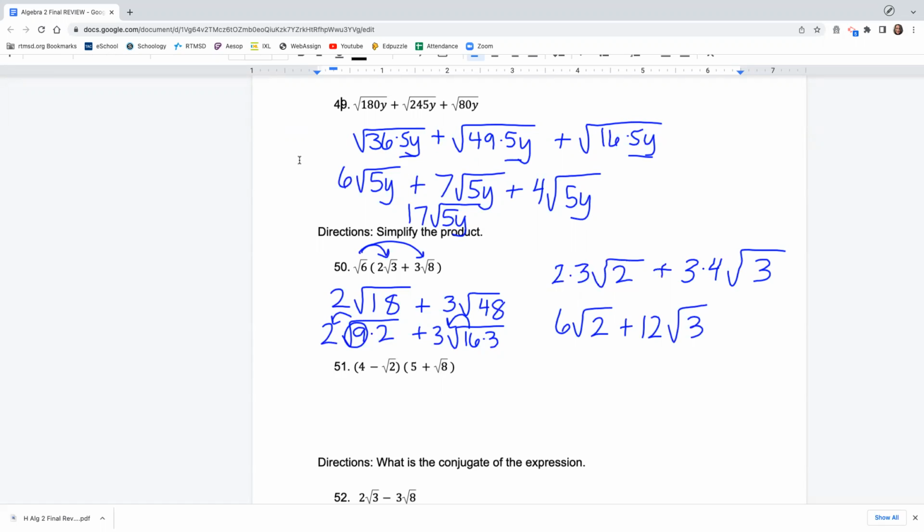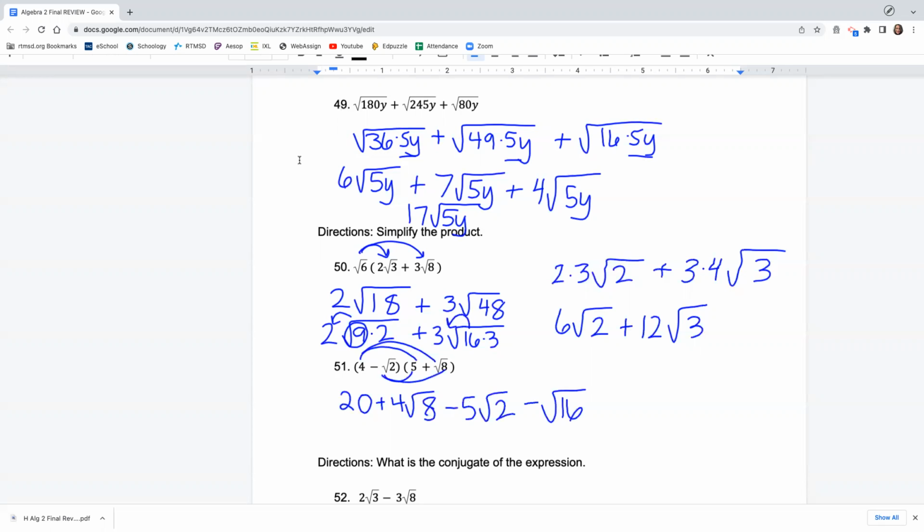For 51, you have to FOIL. 4 times 5 is 20. 4 times square root of 8 is 4 square root of 8. Negative square root of 2 times 5 is negative 5 square root of 2, and negative square root of 2 times square root of 8 would be minus square root of 16. Then we simplify what we can.